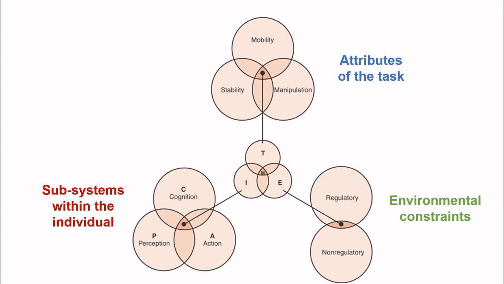Lastly, we have E. E stands for the effects of the environment. This captures the aspects of the environment that are incorporated into the functional organization of an action. When we look at M at the center, we see that movement emerges from the subset of constraints contributed by T, I, and E, by the task, by the individual, and the environment. Over the next couple of slides, we will review the key concepts in this model. Let's start out by looking at the subsystems within the individual.